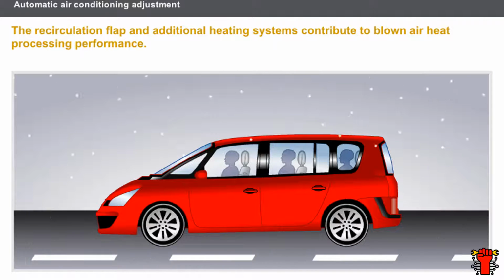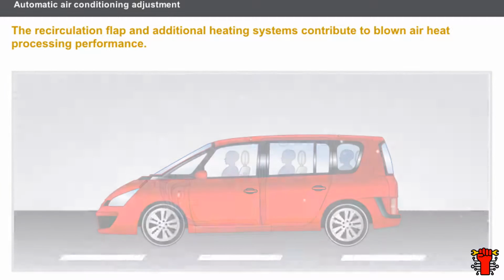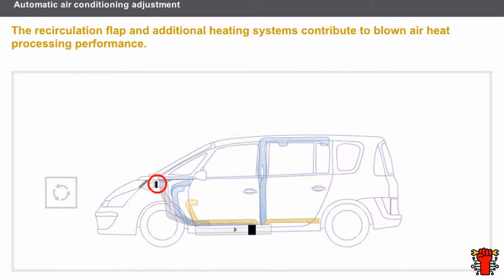Depending on the external conditions, the system can adjust the actuators to attain the required level of comfort more quickly when the engine starts. If the exterior temperature is very low when starting the engine, the computer can activate the recirculation flap and additional heating to increase the blown air heat processing performance.